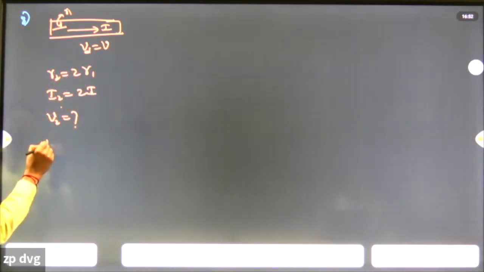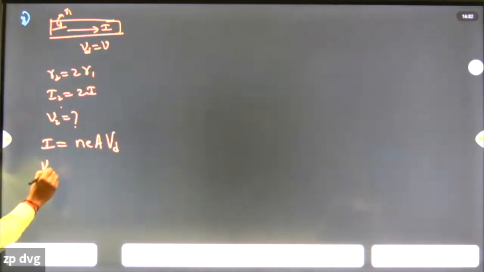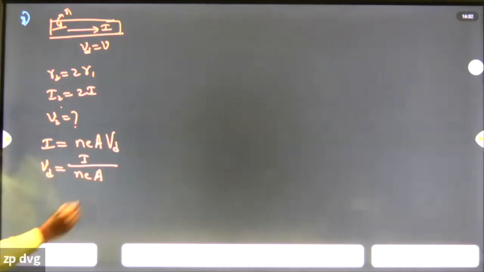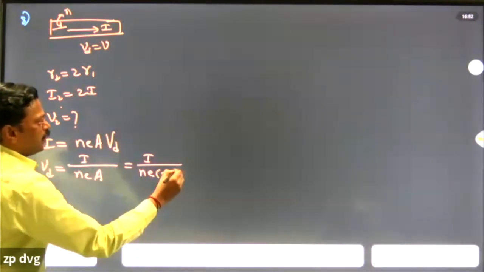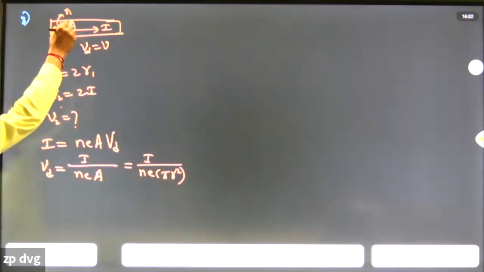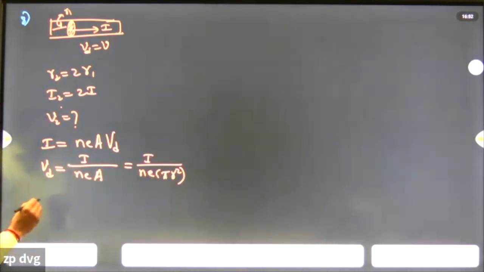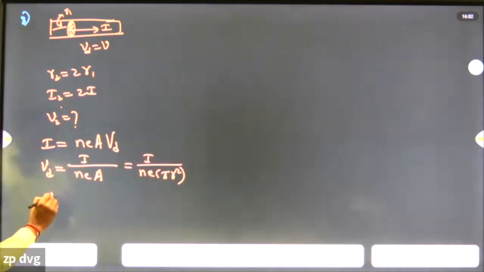You know, we have I equal to NEAVd. Our equation for Vd is given by I by NE into A. This is written as I by NE into A, where A is equal to pi R square. For a circular area, if you consider this as a cylindrical wire, the area of cross section will become a circular area, and area is given by pi R square. Now, current is a variable, N, e and pi are constants, so we can write Vd is directly proportional to I by R square.